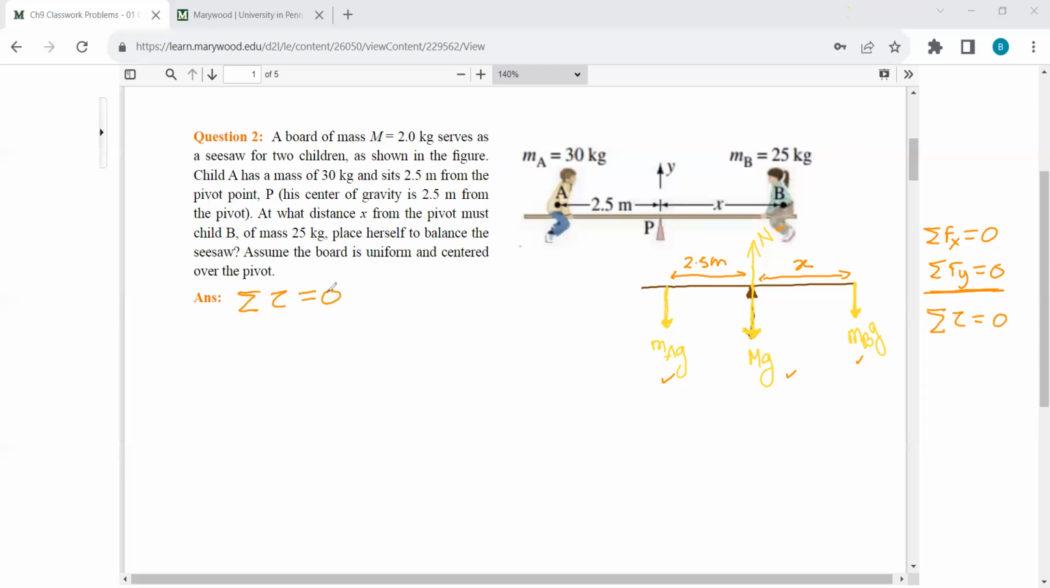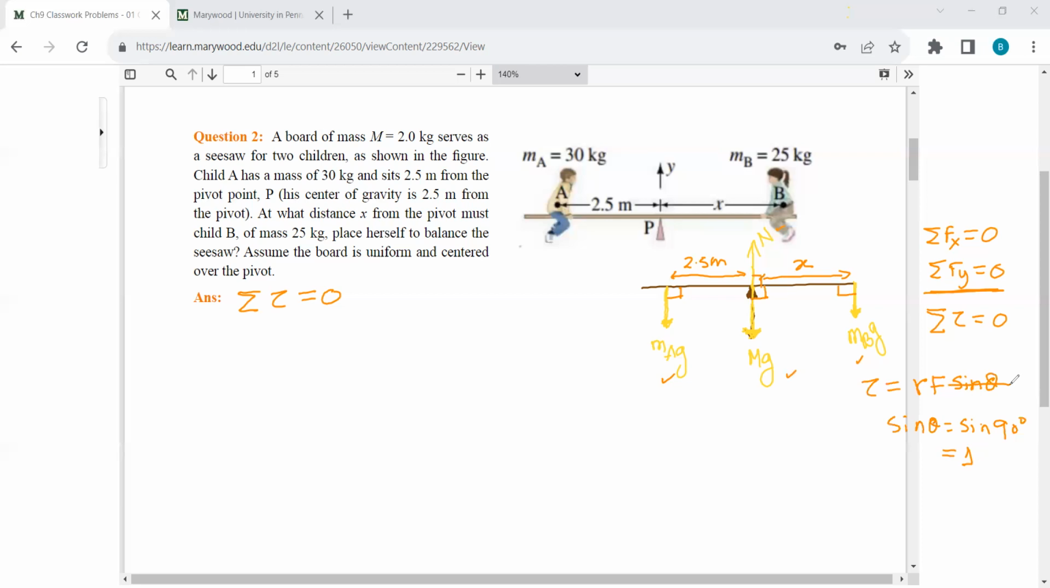Okay, and remember the definition of tau: tau equals r, the lever arm, times the applied force, times sine theta, where theta is the angle between the lever arm and the force. Here you see all the forces are perpendicular to the lever arm, so sine theta equals sine 90 degrees, which equals 1. So for all the forces, sine 90 degrees equals 1, and our equation for tau is basically r times F.